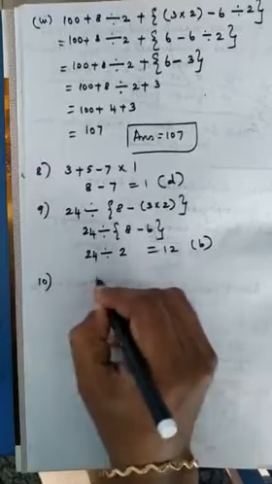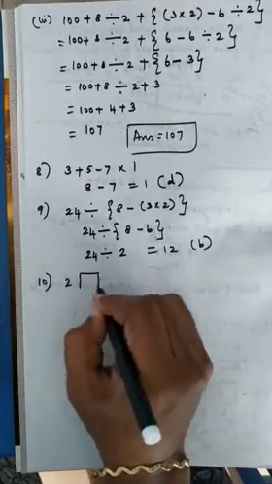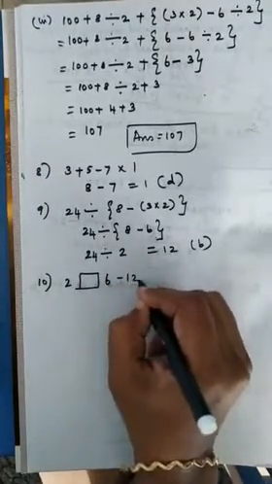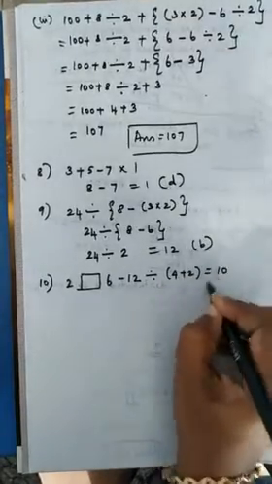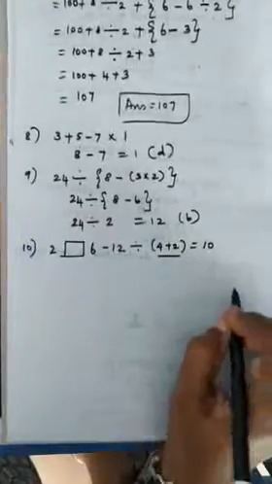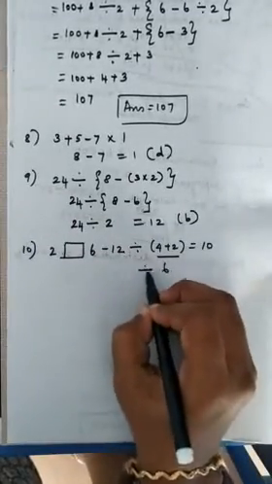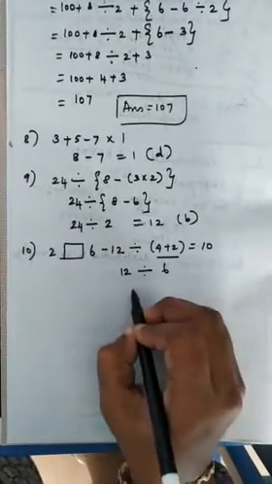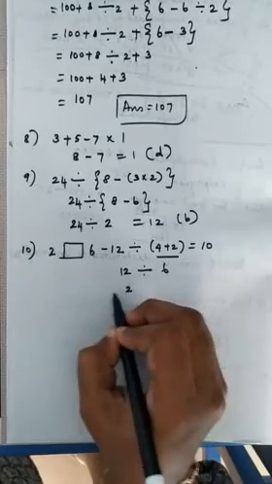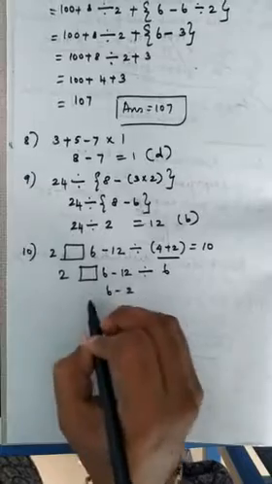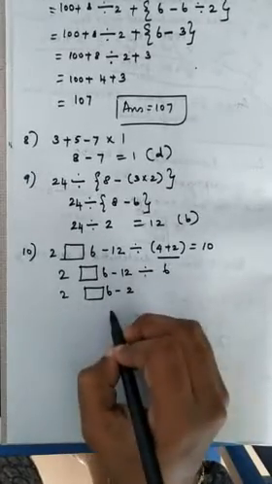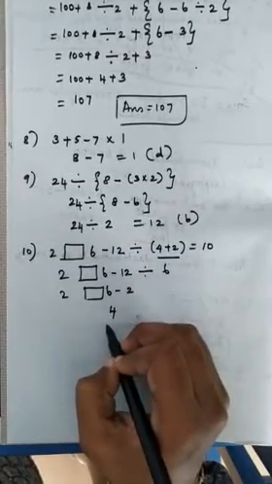Going to the 10th one, I have to find what is inside the box so that my final answer is 10. Okay. First, I will complete this bracket. What is that? 4 plus 2, 6. So, this will become 12 divided by 6, which means I will be getting 2. So, 6 minus 2. This box is there here. So, 6 minus 2, I will be getting 4.